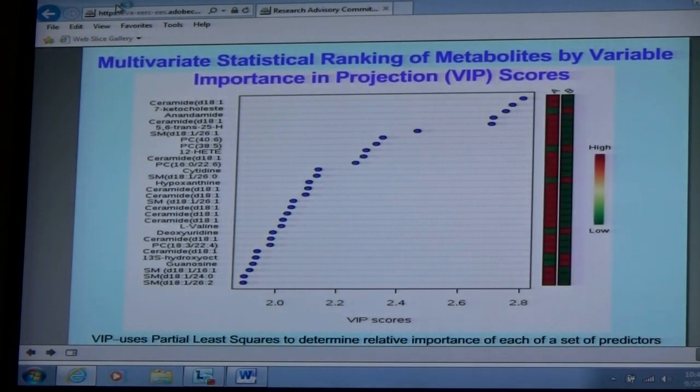This shows a multivariate statistical ranking of these metabolites using a process called the variable importance in projection, which uses partial least squares to determine the relative importance of each of the set of predictors. On the left, you see that a lot of these predictors are ceramides. 17-keto cholesterol is in the number 2 position. Sphingomyelin, which is SM, very different sphingomyelin. PC, which is phosphatidylcholine. So these are heavily lipid-derived markers, as well as things like valine, which is a branched chain amino acid, cytosine and guanosine, which are purines and pyrimidines.